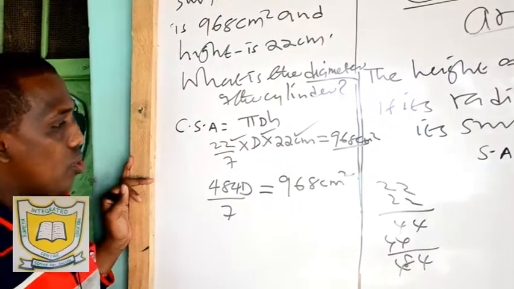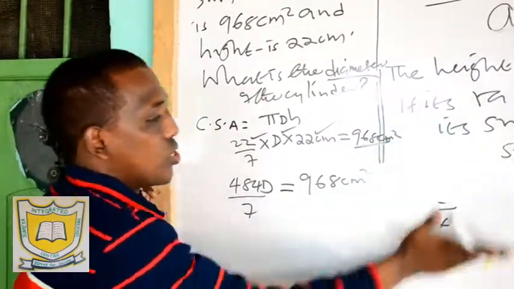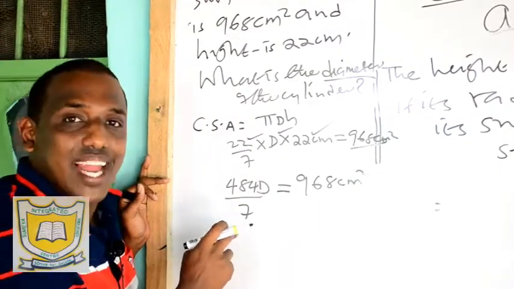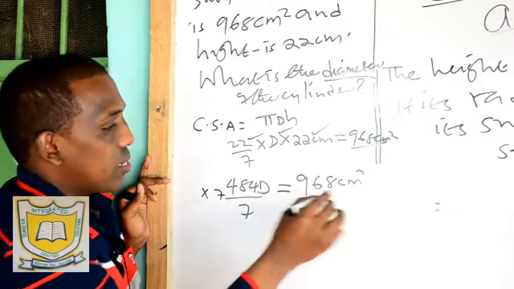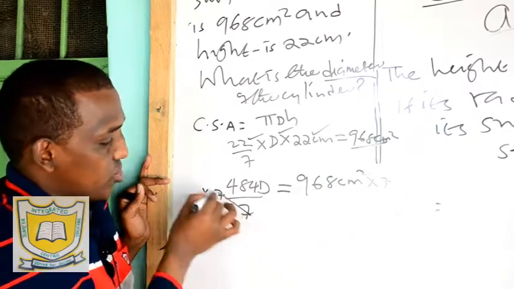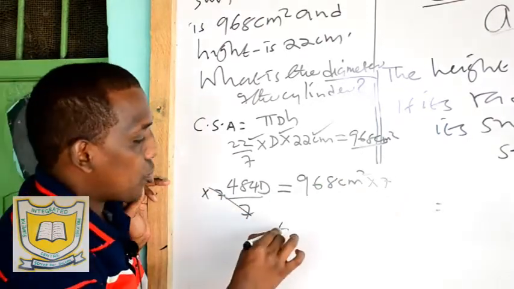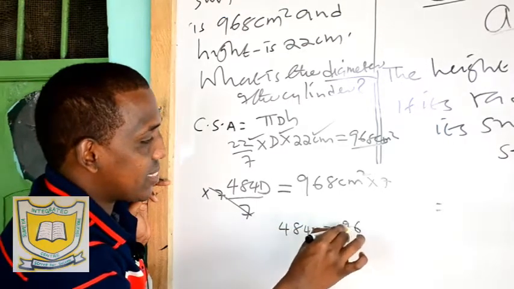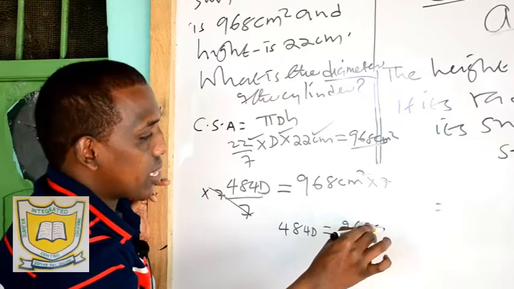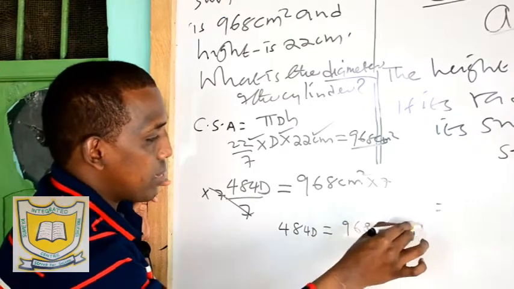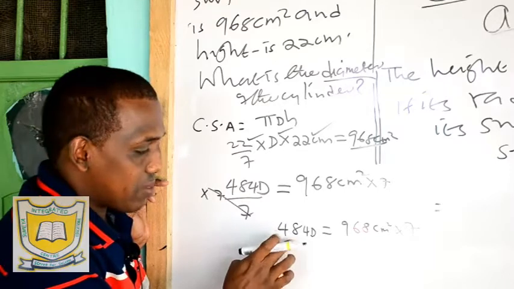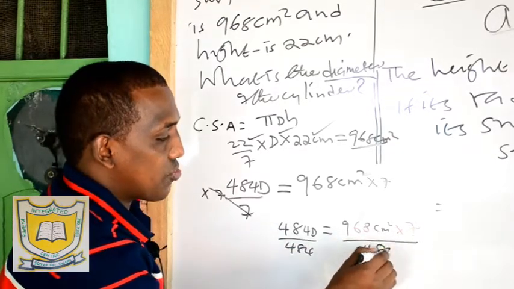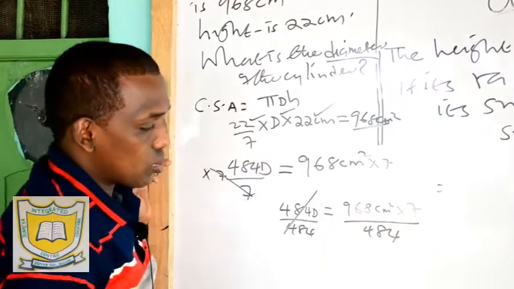What do we do now? We multiply by the denominator 7 on both sides. The 7s cancel, they go together. So 484d is equal to 968 centimeter squared times 7. Then you divide both sides by 484, they cancel, they go together.